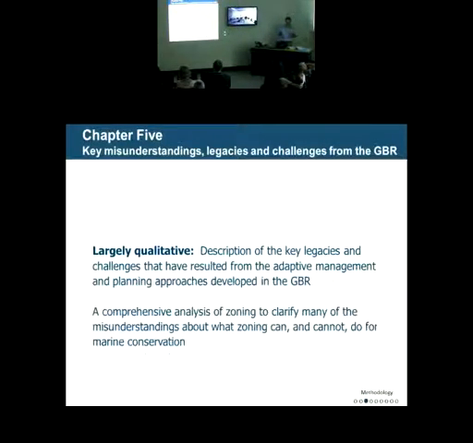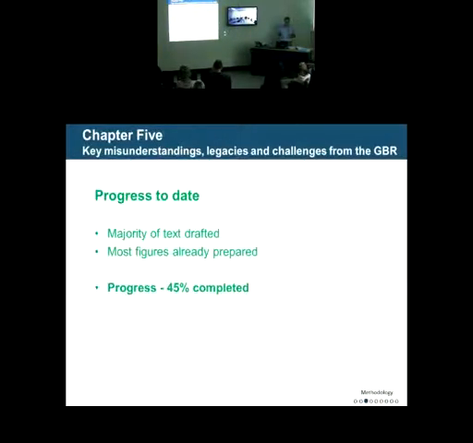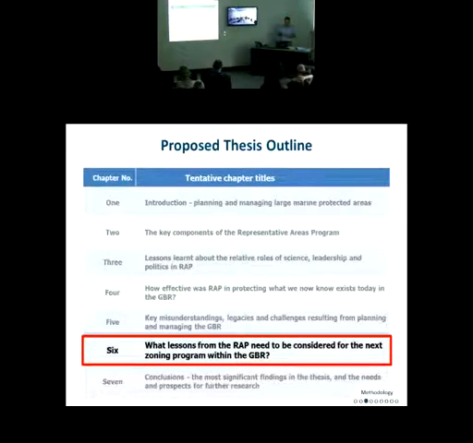So this chapter, I believe, is largely qualitative, talking about those key legacies, talking about those key challenges and misunderstandings, and clarifying clearly to people what the zoning can and cannot do for marine conservation. This is the chapter I think I'm furthest along. I've got a fair bit of text drafted, and I've got a number of figures already prepared. In terms of Chapter 6, what lessons from the RAP need to be considered for the next zoning program?